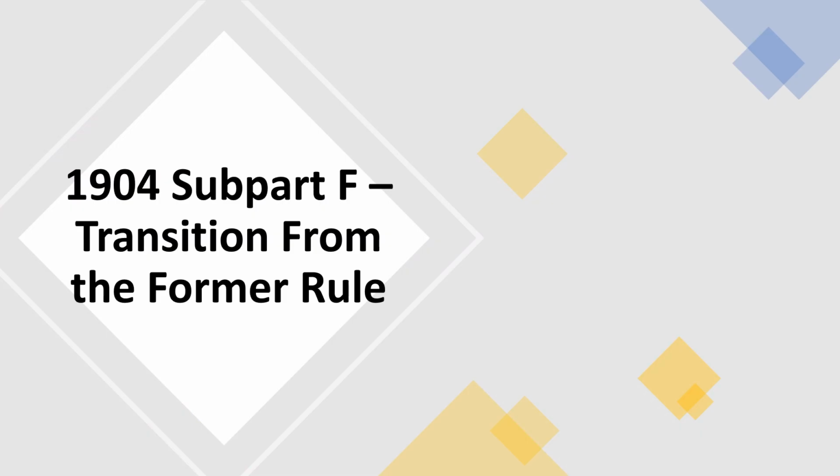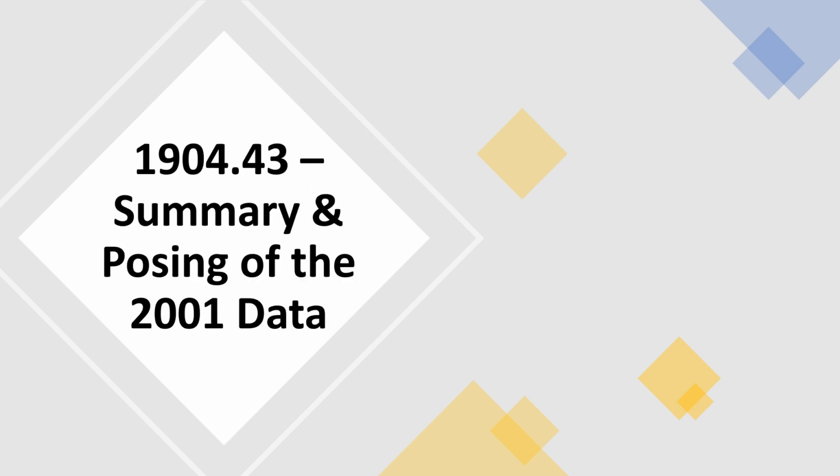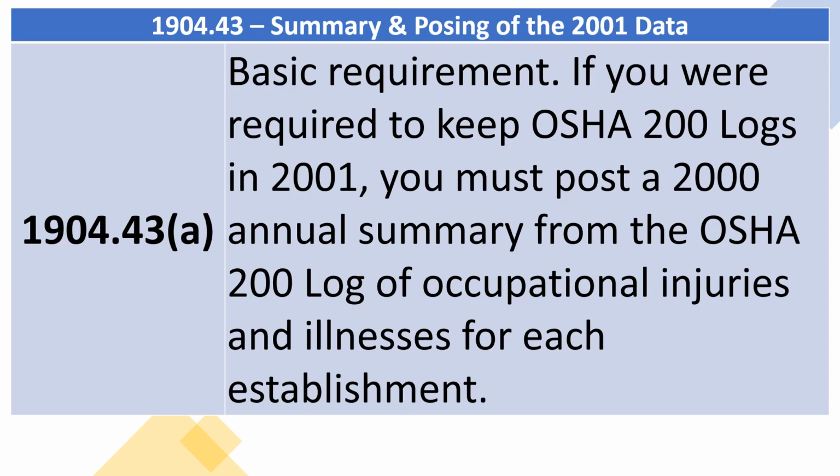1904 Subpart F. Transition from the former rule. 1904.43. Summary and posting of the 2001 data. 1904.43(a). Basic requirement. If you were required to keep OSHA 200 logs in 2001, you must post a 2001 annual summary from the OSHA 200 log of occupational injuries and illnesses for each establishment.